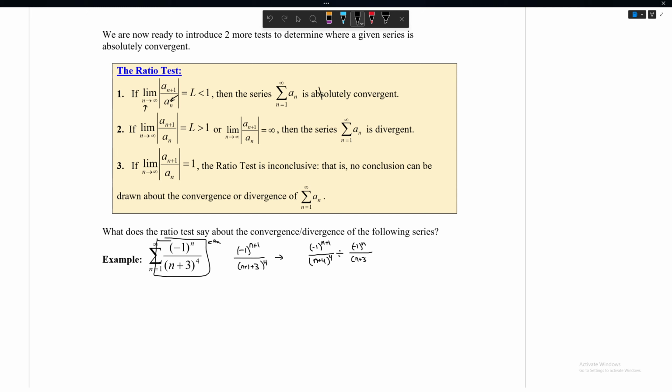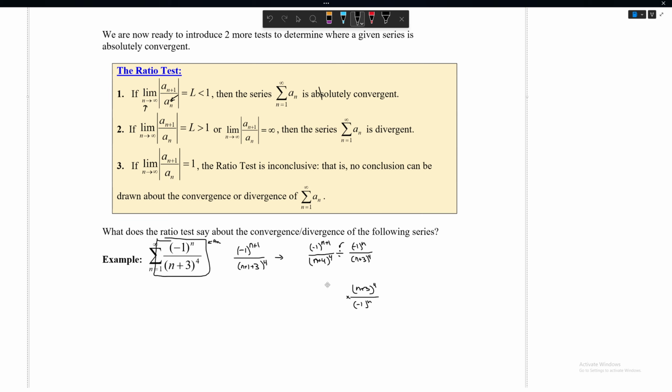With the ratio test, you will almost always flip and multiply. Because this is division, what you want to do is flip. You can flip this, make it n plus 3 to the power 4 over negative 1 to the n. And then your sign turns from division to multiplication, right?